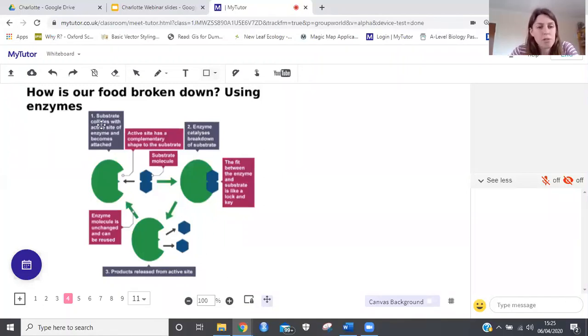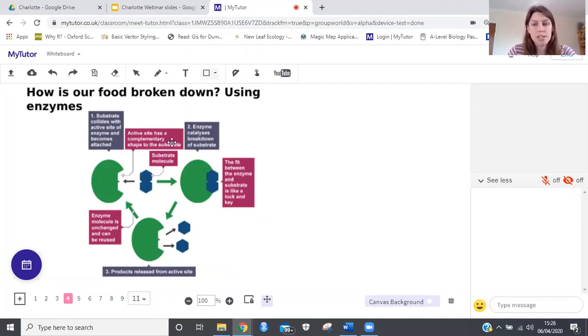So if we follow the diagram through here, number 1, the substrate, which in this case would be our starch or our lipids or any of the proteins that we talked about in that first slide, collides with the active site of the enzyme and becomes attached. An active site on an enzyme is the particular part of the structure of the enzyme that fits with the substrate. So it's this section here. The active site has a complementary shape to the substrate. So you can see here that the enzyme and the substrate fit together like a lock and key.